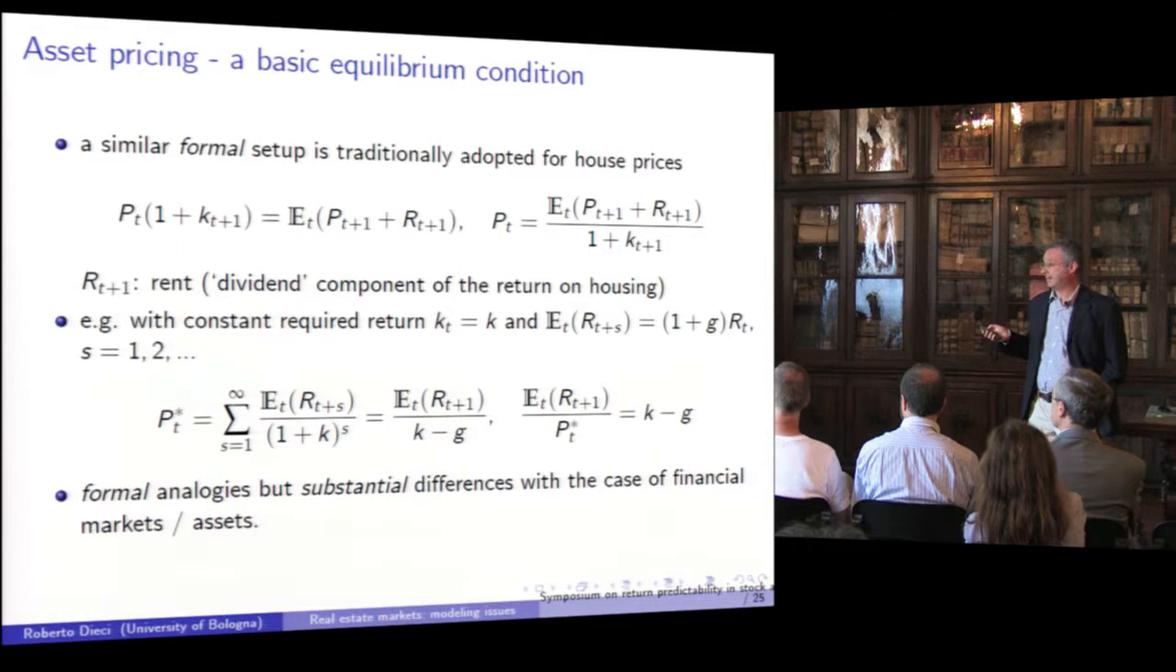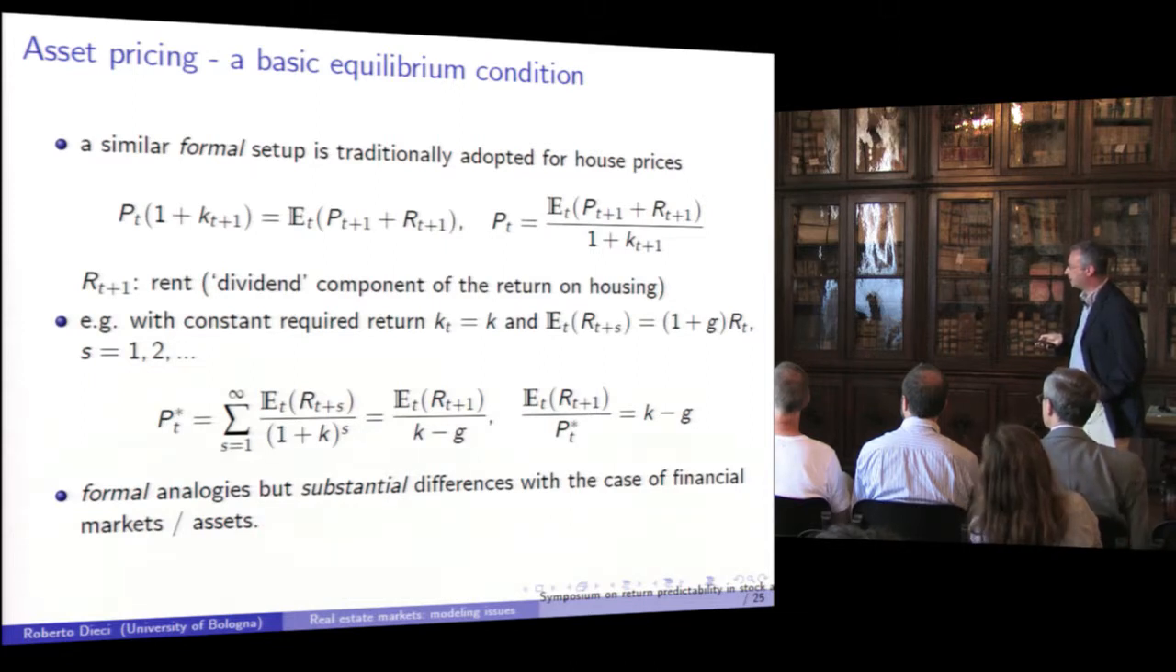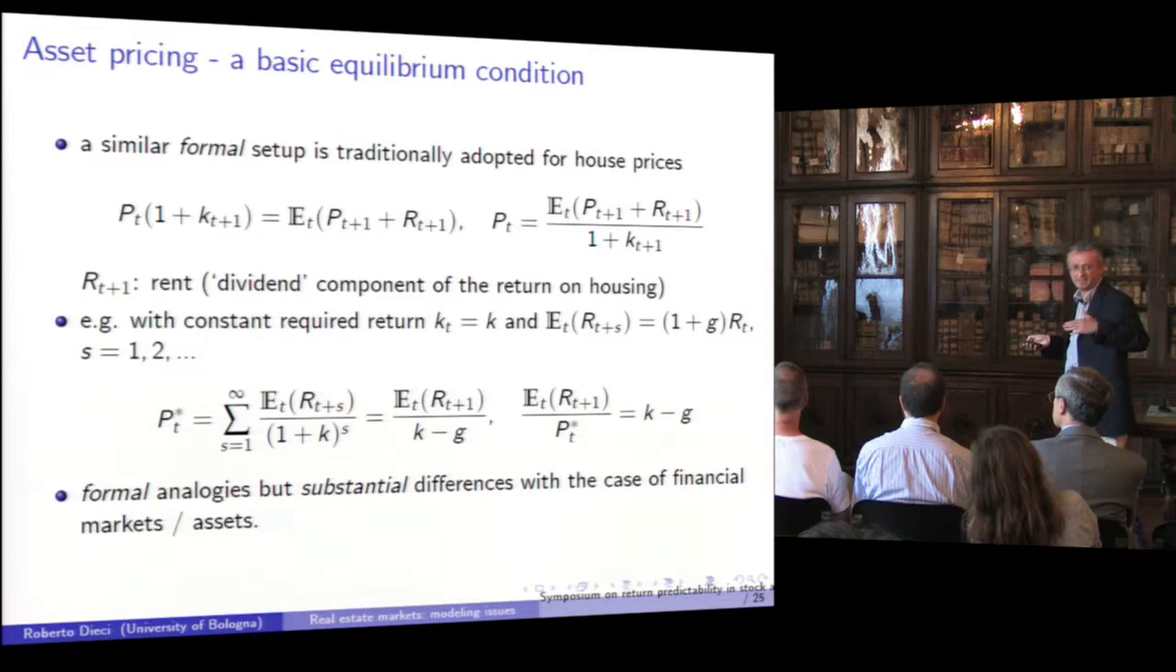A similar formal setup is traditionally adopted also for house prices, because this is essentially the same equation, and this is the dividend component of the housing investment, which is the rent. So the price can be obtained in the same formal manner. For instance, with constant required returns, we obtain a similar formula, this is again the Gordon growth model. And this is, for instance, an expression for the rent-to-price ratio, which is equal to the required rate of return minus the expected appreciation rate of the rents, which is immediately reflected in the expected appreciation rate of the price.